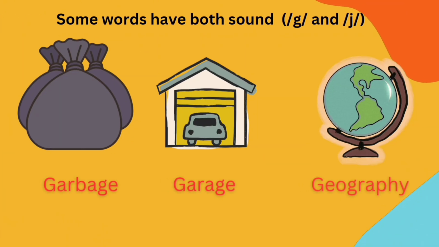Now, some words have both sounds, G and J. For example, garbage. Here the first G is followed by A, so that G has a hard sound, which is G, and the last G is followed by E, so it has a soft sound, which is J. The same rule applies in garage and geography.